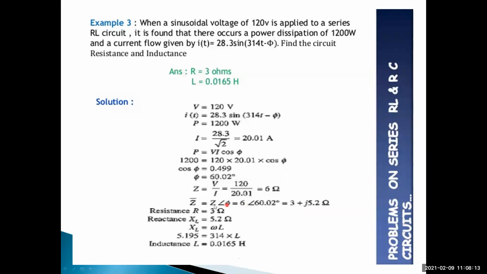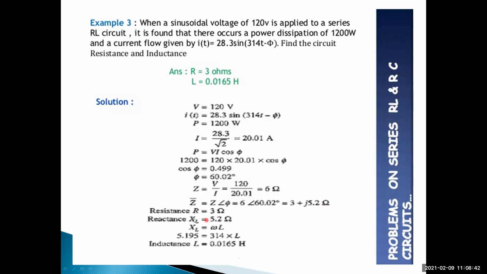So the magnitude Z is equal to under root of R square plus XL square, which is 6, and tan inverse of XL divided by R is 60 degrees. From these two equations, you will get R and XL, R plus j into XL. R we get directly from this: R is equal to 3, and here XL is equal to 5.2.